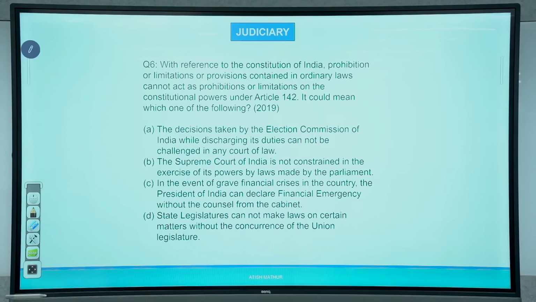142. The simple meaning is, if a law is preventing you from doing something, then 142 allows you to override that prevention. That is what it means. What would the law prevent you from doing? What kind of a limitation or a prohibition could a law create? That the courts can't get into it. Yes, the courts can't get into the meaning of the law.